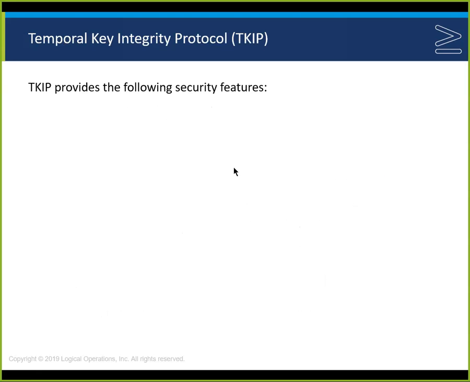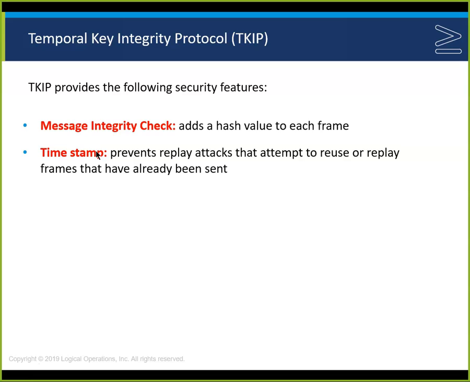TKIP, temporal is temporary. Temporal is frequently changing. Temporal port numbers or ephemeral port numbers. Temporal, temporary, that's what we're talking about here. Temporal key integrity protocol. Message integrity check adds a hash value to each frame. And the timestamp, kind of a big deal here. It's going to prevent a replay attack. Replay attack where I intercept the data and then I replay, let's say your username and password to get authenticated. The timestamp is going to prevent those replay attacks.